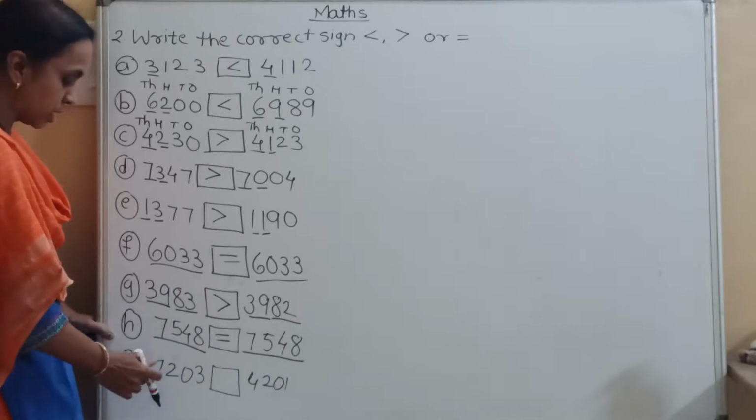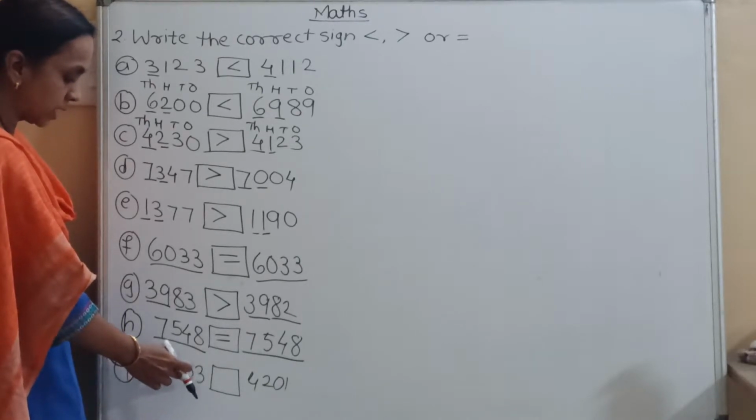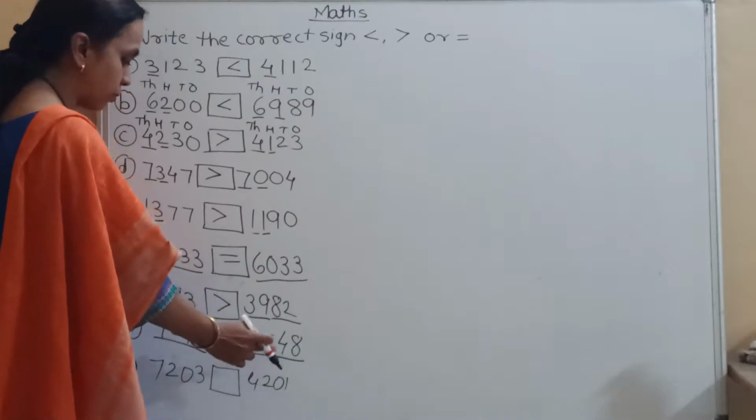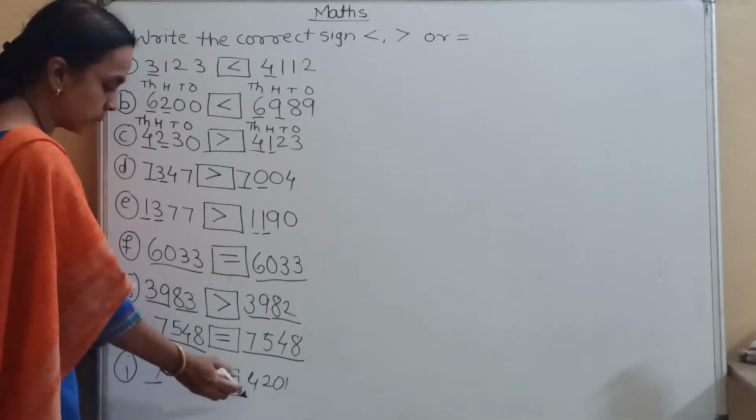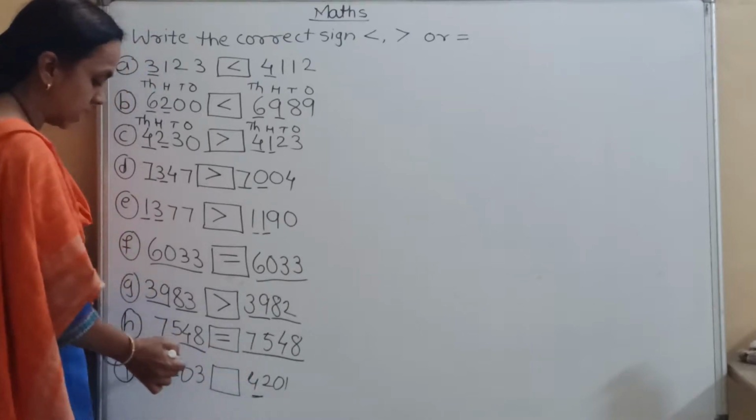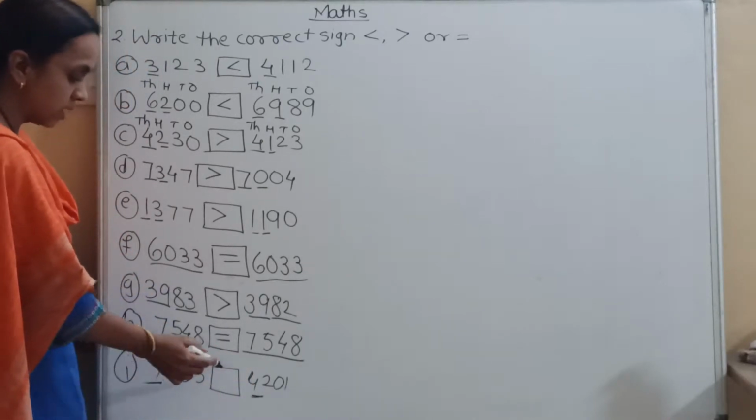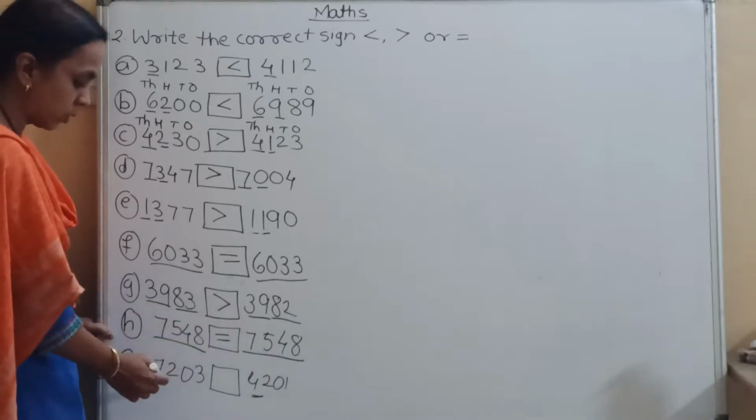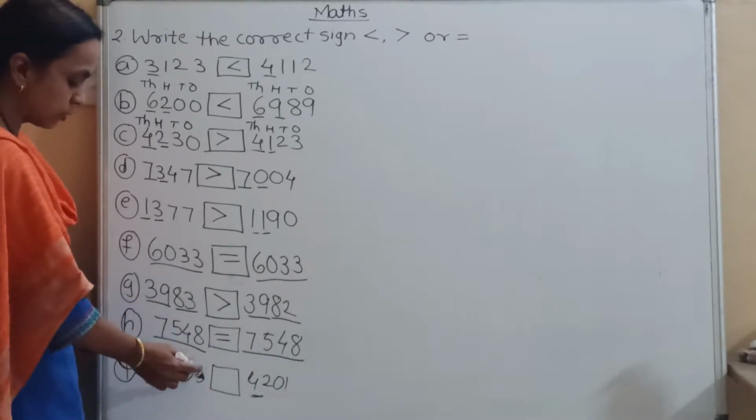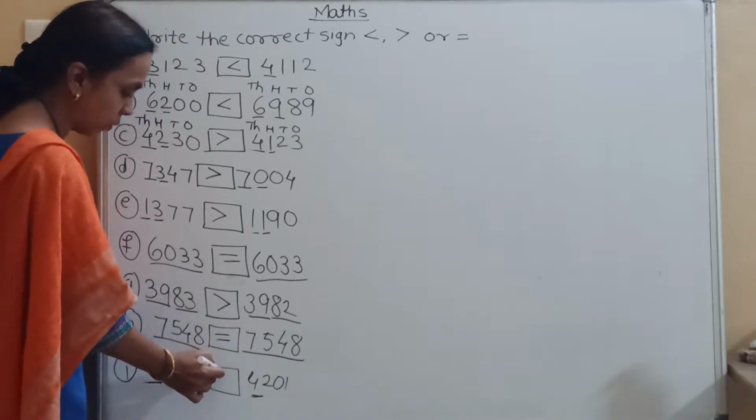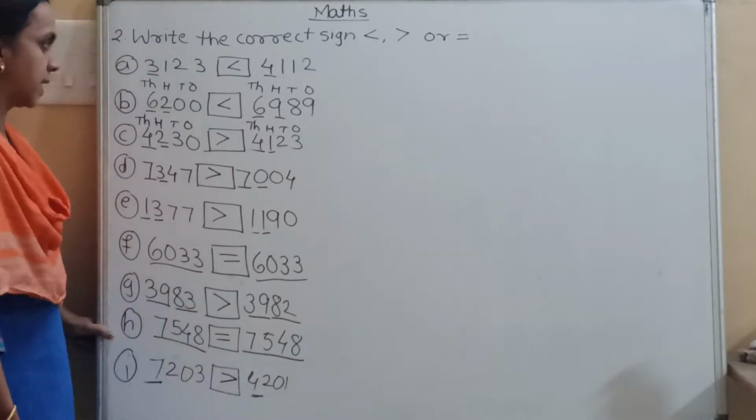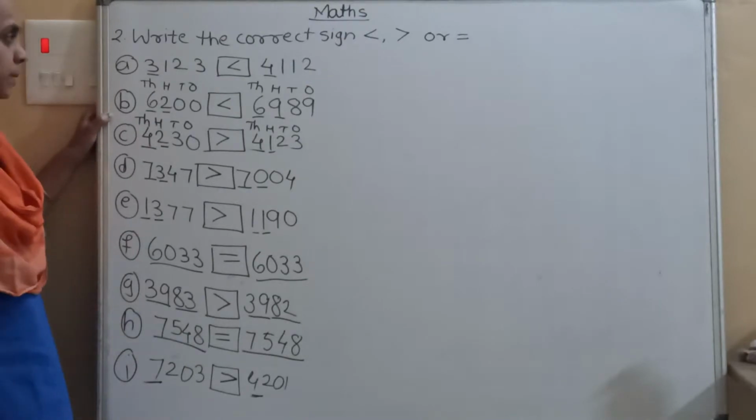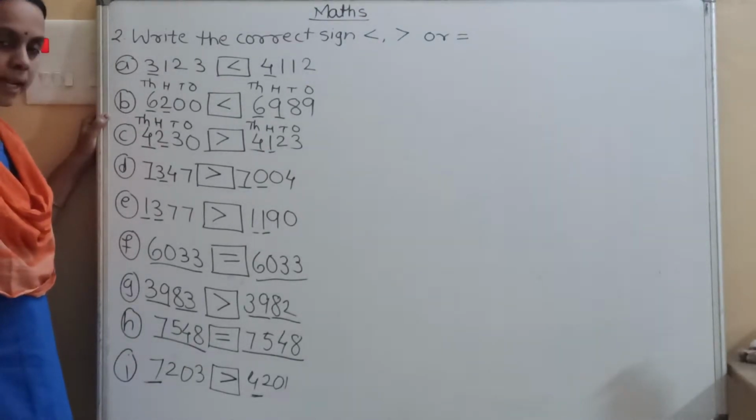Now see I question. 7203 and 4201. Okay. So see this thousands place. Here 4 is there, and in this thousands place 7 is there. So 7 is bigger than 4. So 7203 is bigger than 4201. So we have to give this sign. In this way you have to complete this question in your textbook.